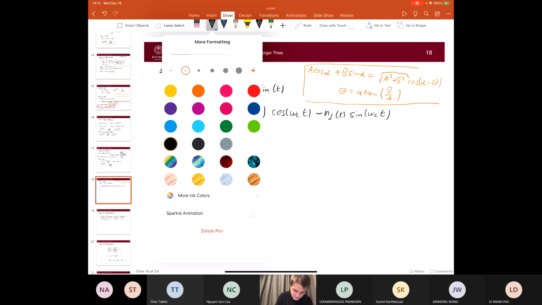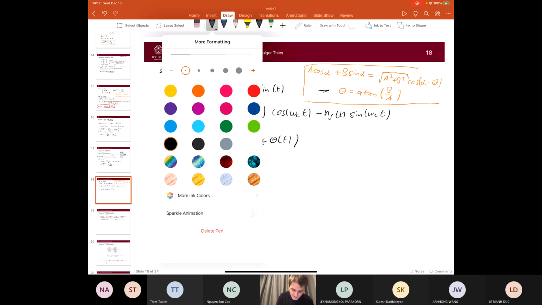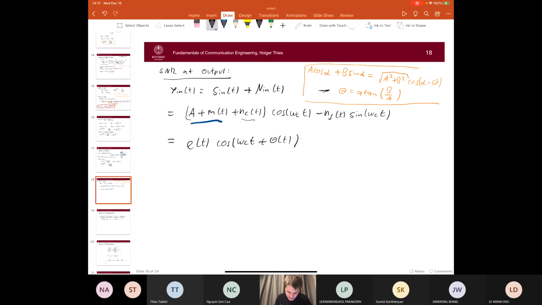So this means we can rewrite this expression as E of t times cosine of omega c t plus theta of t, and E of t and theta of t are defined by this identity here. So this is again a sinusoidal function, and our envelope detector will just output this E of t. So we are only interested in E of t, and we can forget about theta of t, right?